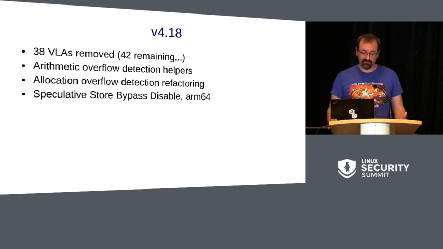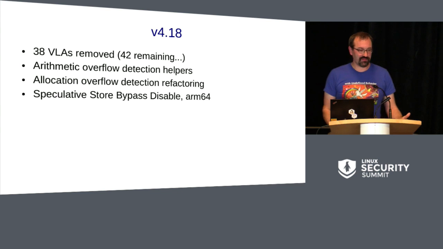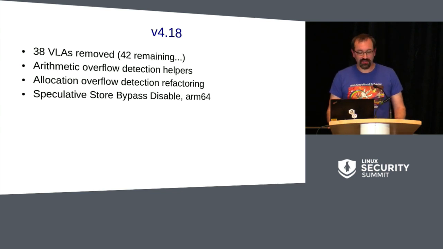There's a lot more work to be done, but I know that we at least got one known one, as someone was trying to report overflow issues. Their patch collided with the tree-wide changes that had come in, so it's like, okay, that's actually working. We found at least one bug there. Who knows how many more there are? And then we got SSB disable on ARM64.